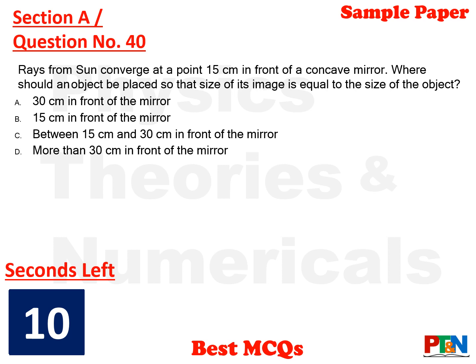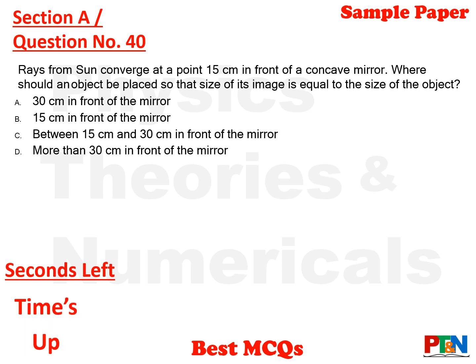Question number 40. Rays from the sun converge at a point 15 centimeter in front of a concave mirror. Where should an object be placed so that the size of its image is equal to the size of the object? 4 options A, B, C, D. 10 seconds time for you. Your time starts now. As I have been telling, you have the freedom to take extra time. You can pause the video, get your answer and come back. Time's up. Let's see the answer.